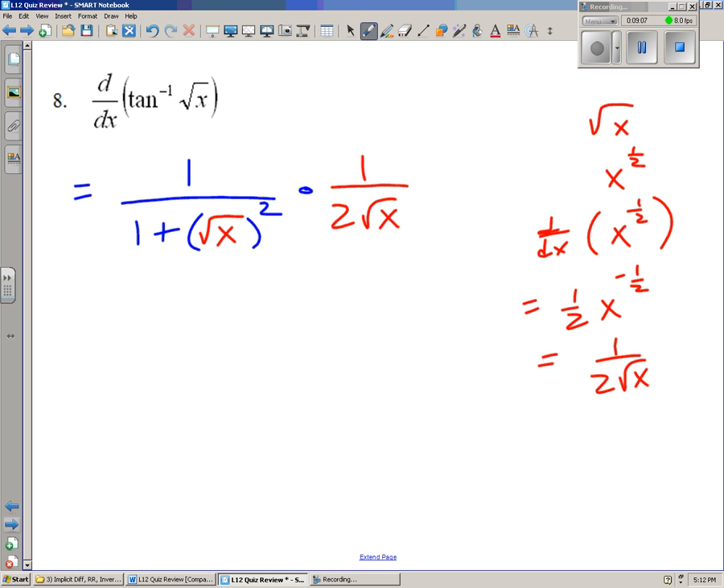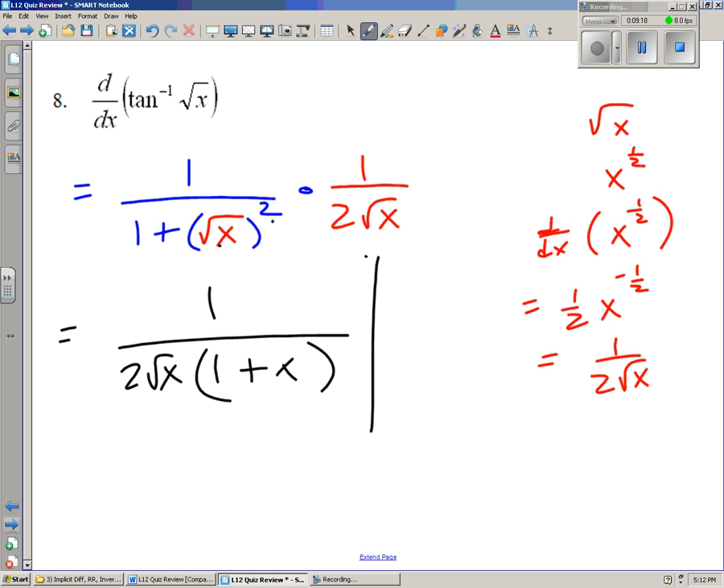And now we can simplify this into one fraction. We would get 1 over 2 radical x times, in parentheses, radical x squared is just x, so I get 1 plus x in parentheses. And that's good for the answer.